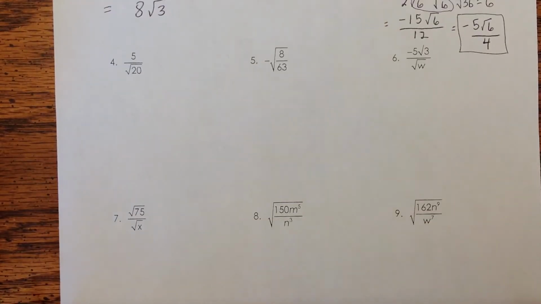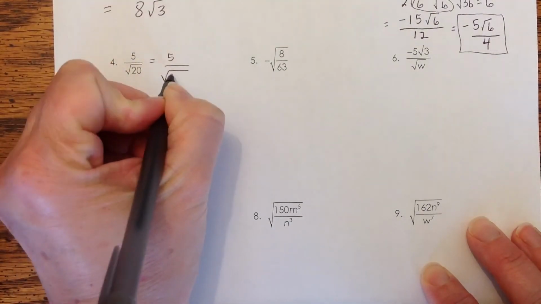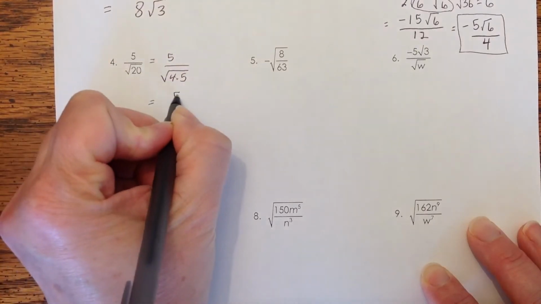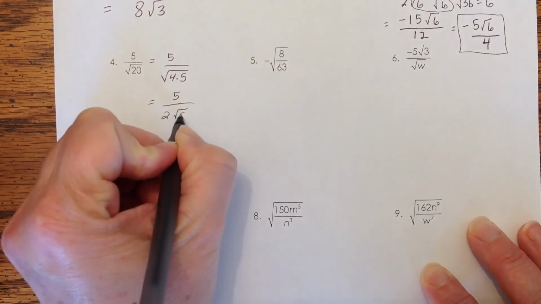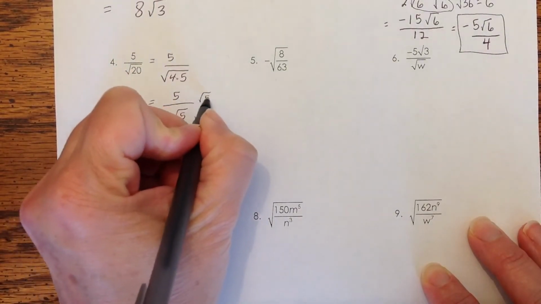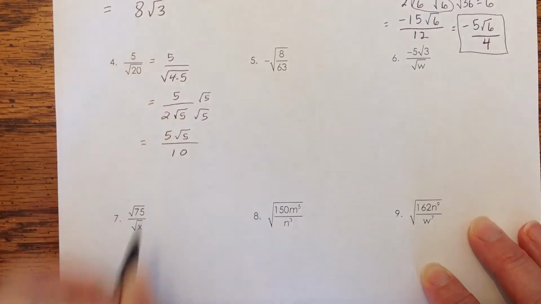So 4 is very similar to 3. I'm going to first think 5 over the square root of 4 times 5. I'm going to say 5 over 2 square roots of 5. Now what needs to clear is the square root of 5. So I get 5 square roots of 5 over 10.